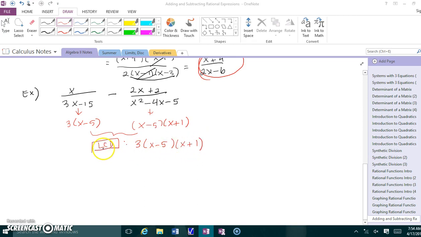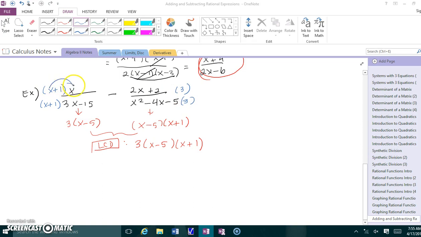Remember, the LCD is what both denominators need to become. So this one can become this if it has an x plus 1, and this one can become this if it has a 3. So let's do that right here. I'm going to multiply top and bottom of this fraction by x plus 1, because that's what it's missing to become the LCD. This one here already has the 2 factors. It just needs the 3. So let's multiply by 3.